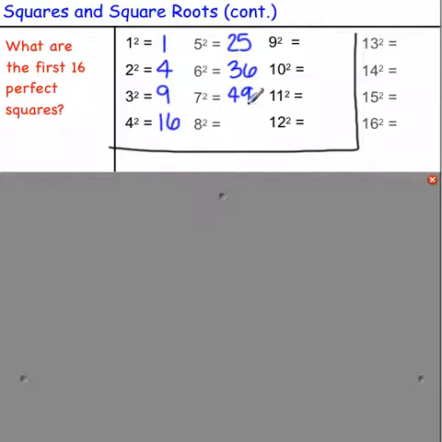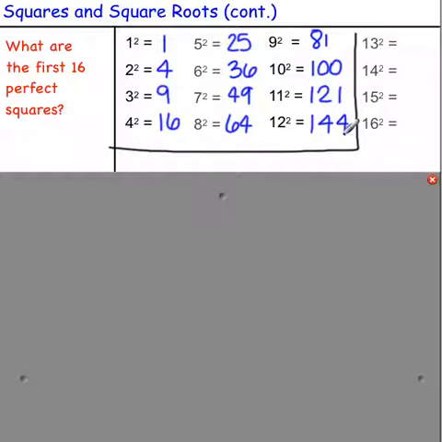8 squared is 8 times 8, which is 64. 9 squared is 9 times 9, which is 81. 10 squared, 10 times 10, which is 100. 11 squared is 11 times 11, this is 121. And 12 squared is 12 times 12, which is 144.